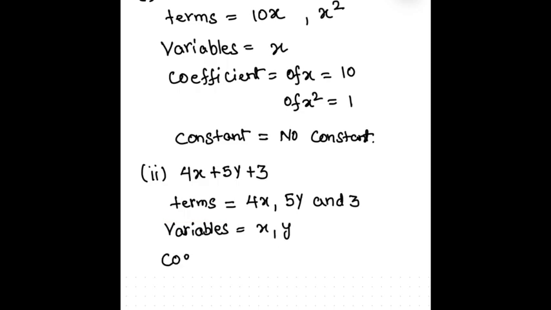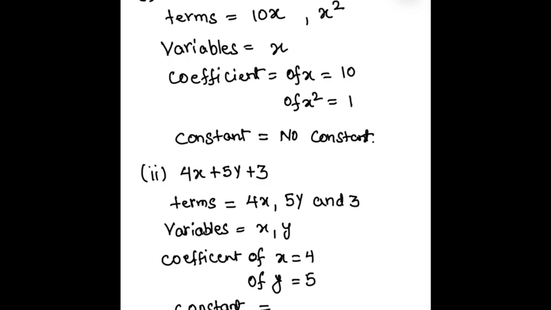Now we'll write the coefficients. Coefficient of x is 4. Coefficient of y is 5. And the last one is constant. Constant is a number whose value is fixed. Here the constant is the number 3. So these are the terms, variables, coefficients and constant in the second expression.